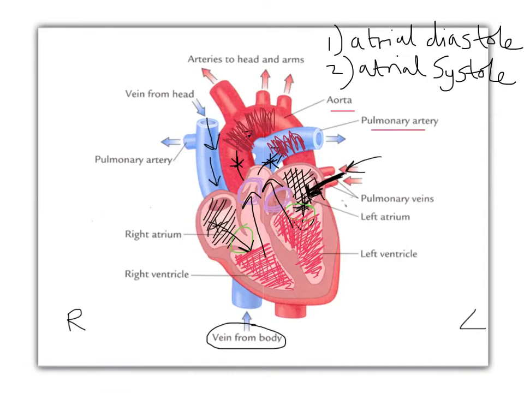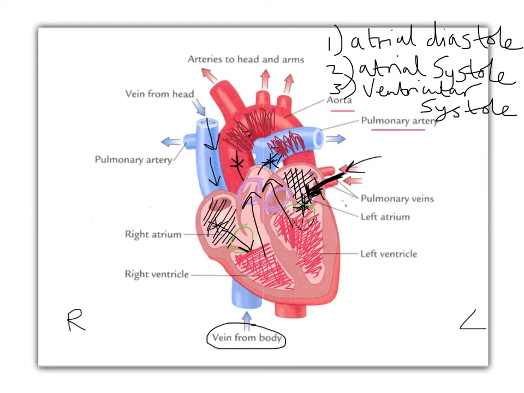Now when the ventricle contracts, that we call ventricular systole. So the ventricle contracts. So diastole means relaxation, systole means contraction. And clearly after a period of ventricular systole, the whole heart would then be in a period of diastole, a period of relaxation, because the atria will fill up again.